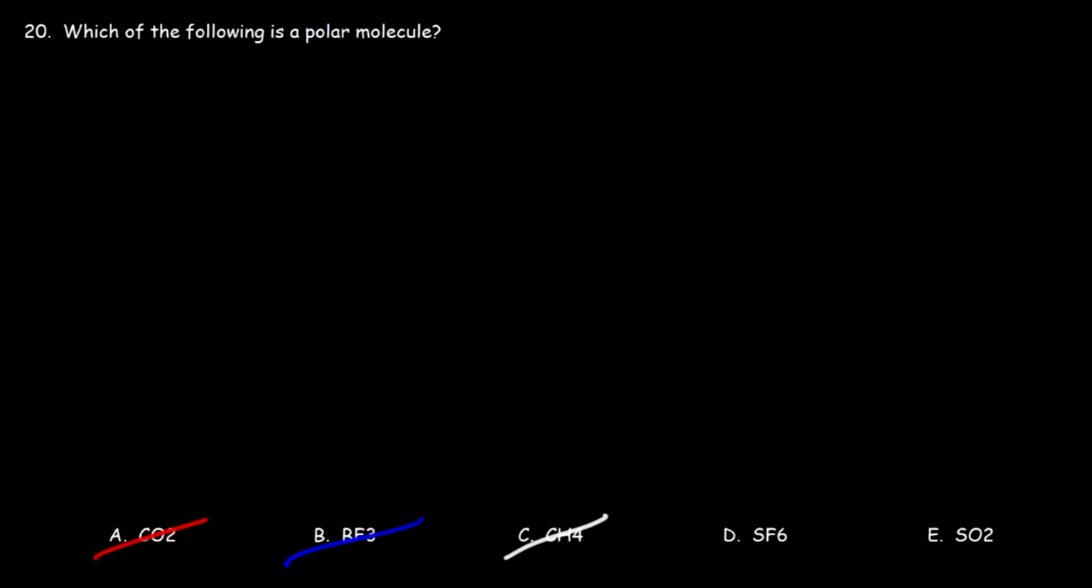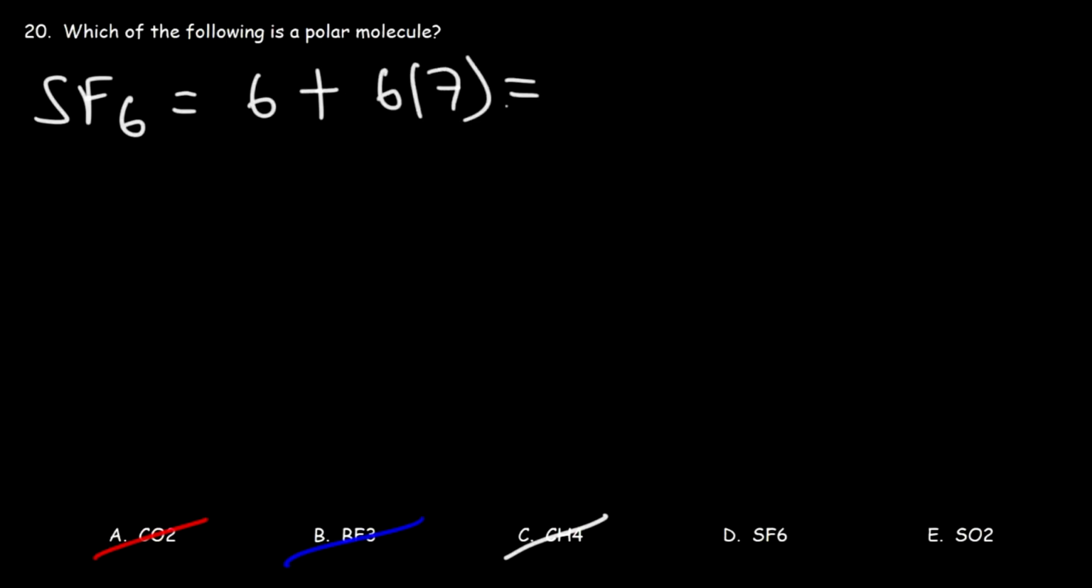Now what about SF6, sulfur hexafluoride? Sulfur has 6 valence electrons, fluorine has 7, but there's 6 of them. 6 times 7 is 42, plus 6, that's 48, which is a multiple of 8. So there's not going to be any lone pairs on the central sulfur atom.